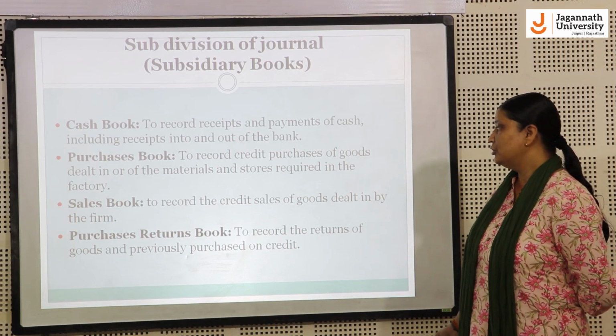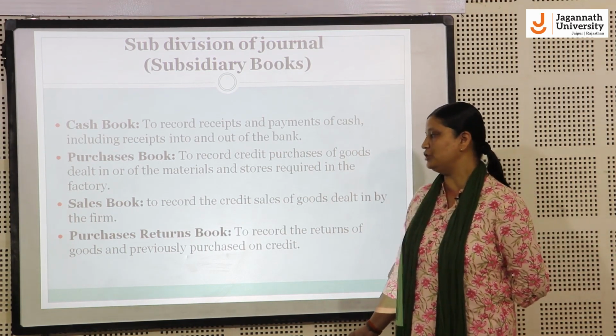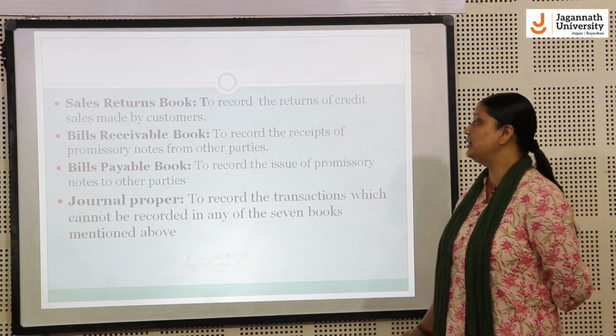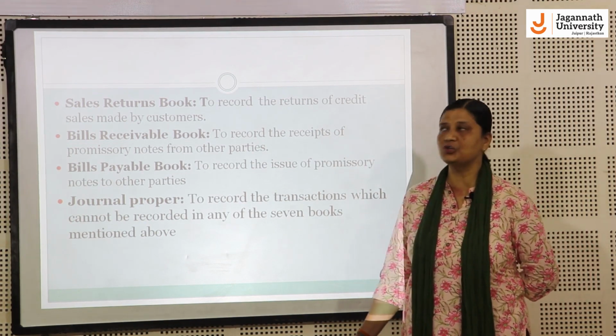Next is sales book. It is used to record the credit sales of the goods dealt in by the firm. Purchase return book. It is used to record the returns of goods previously purchased on credit. Next is sales return book. It is used to record the returns of the credit sales made by customers.